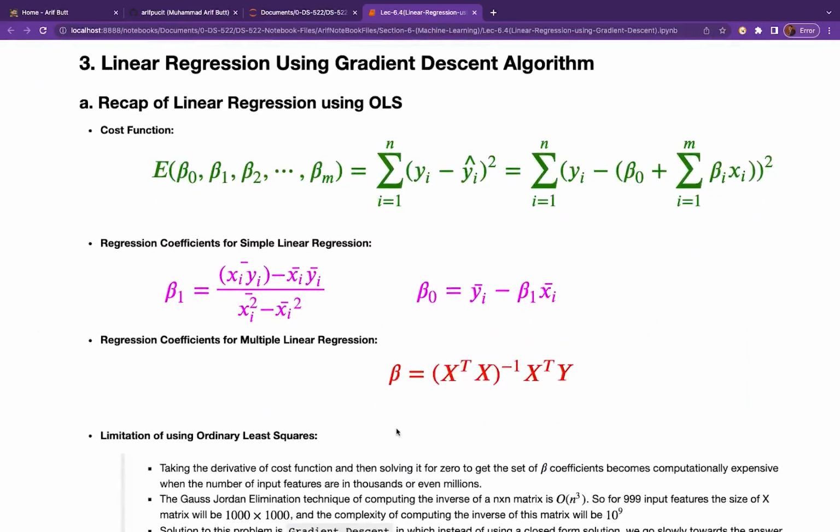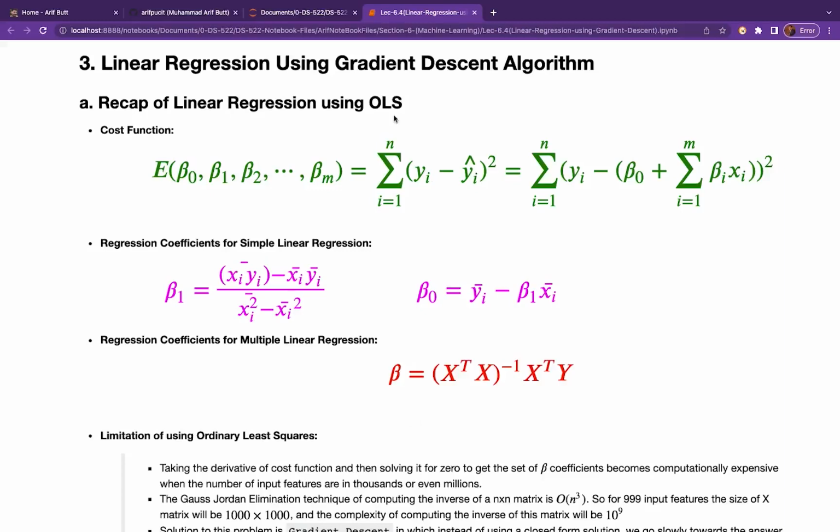Well, my dear students, finally we are done with understanding the gradient descent algorithm. And I think we are now very well equipped to use it to solve the linear regression problem. But before I do that, let me give you a quick recap of our previous two sessions on simple and multiple linear regression, which we did using the ordinary least squares method.